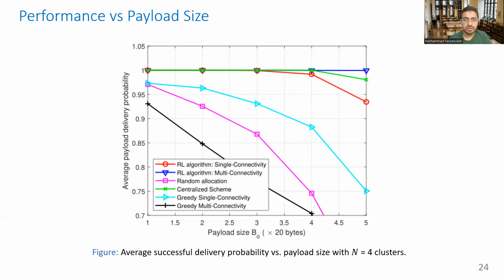Another interesting point is that for the greedy algorithm, which is a naive strategy, the single connectivity performs better than the multi-connectivity, and this is due to higher interference when all of the cluster leaders attempt to use multiple links to complete their transmission. However, for reinforcement learning, multi-connectivity performs better than single connectivity, which shows that multi-connectivity can yield a greater benefit only with an intelligent resource allocation design.